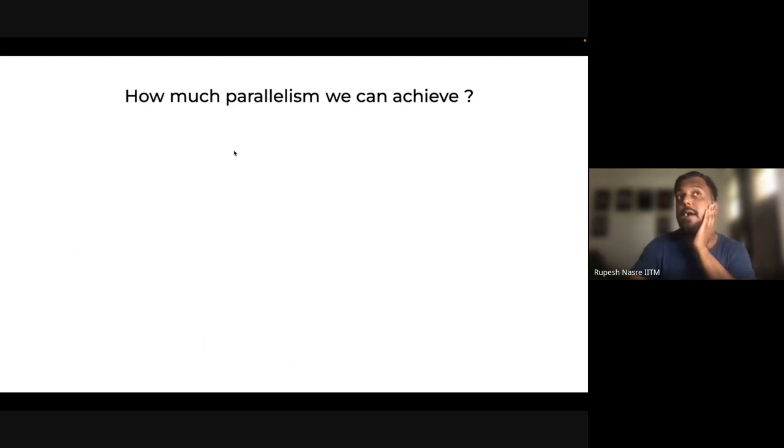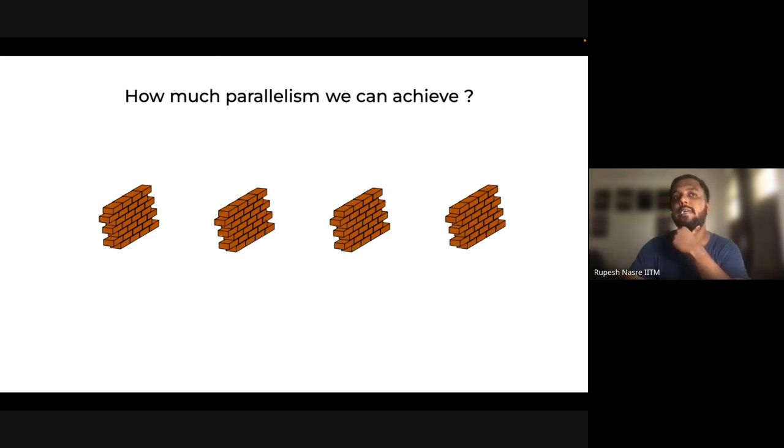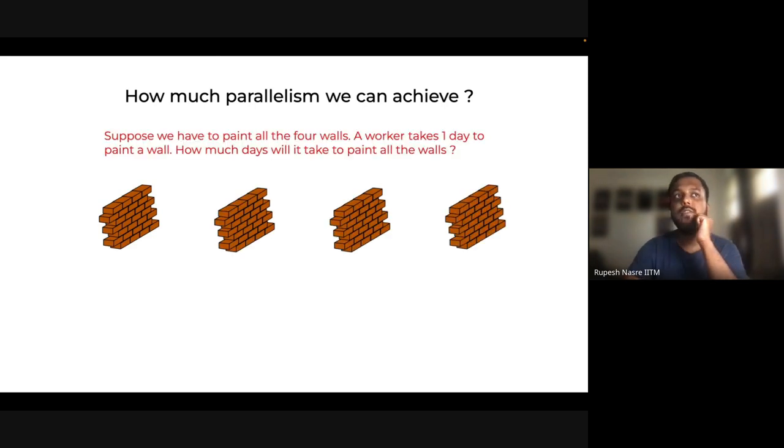So in the upcoming slides, we are going to learn how much parallelism we can achieve and what is the better way to think with respect to achieving parallelism, right? So I have a beautiful question for you. Let's suppose there are four walls and we have to paint all the four walls, right? A worker takes one day to paint a wall. And suppose there is only one worker available. So how many days will it take to paint all the four walls?